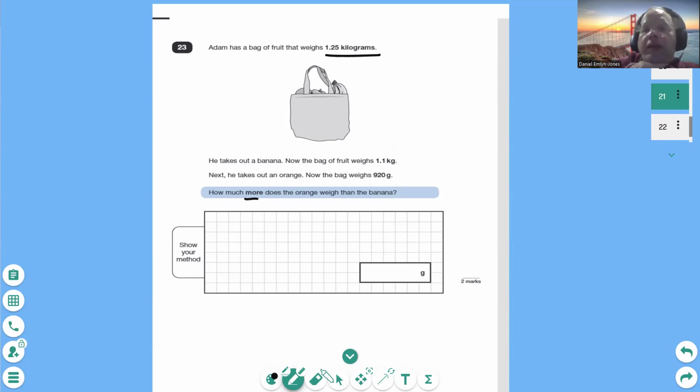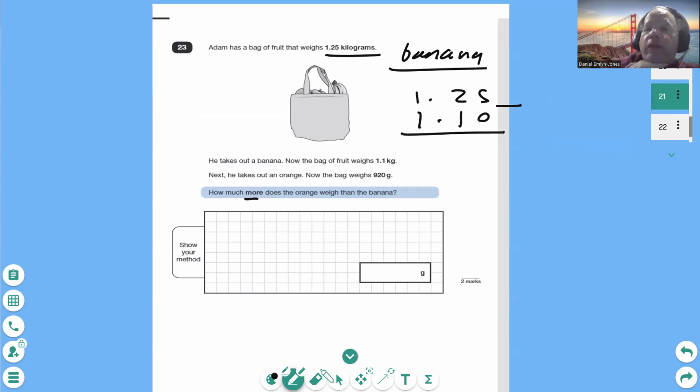Well, to find the weight of the banana, we do 1.25 minus, oh yeah, it all weighs one. So even I've got to reread it. Adam has a bag of fruit that weighs 1.25. Once he's taken the banana out, 1.1. So now we do take away, don't we? 5. 2 take away 1 is 1. His banana weighs 0.15 kg. You know, or 150 grams.